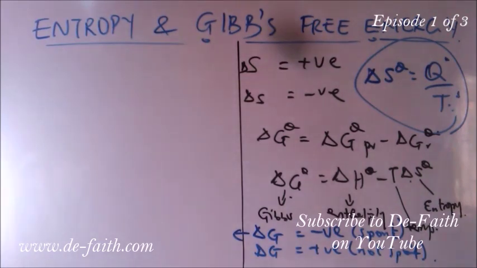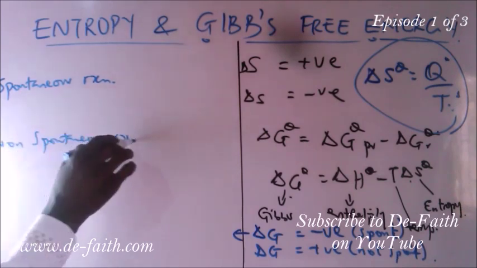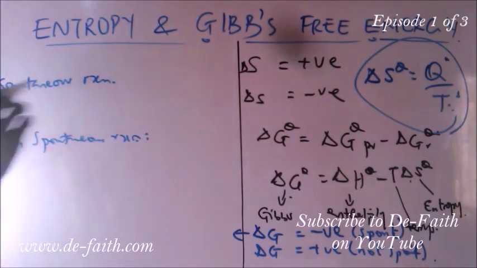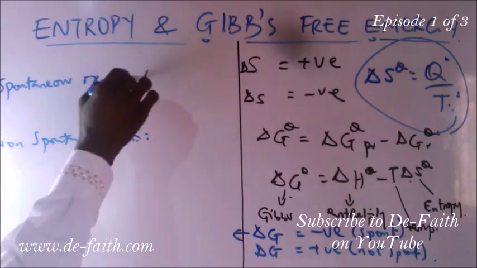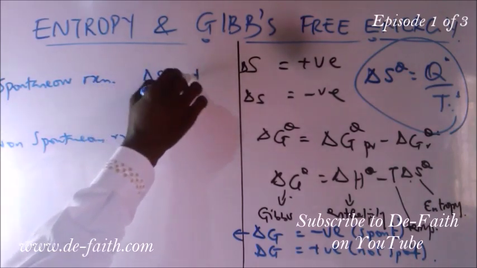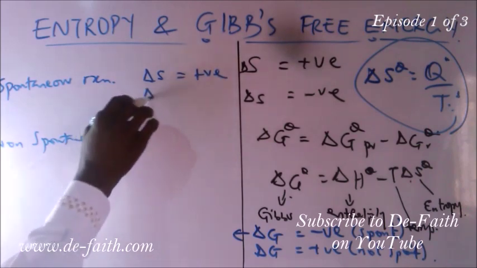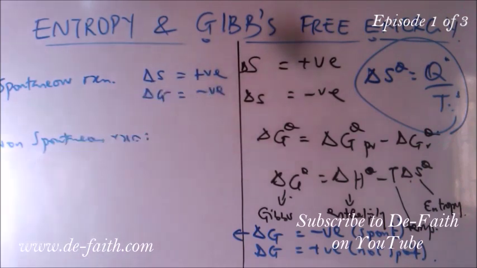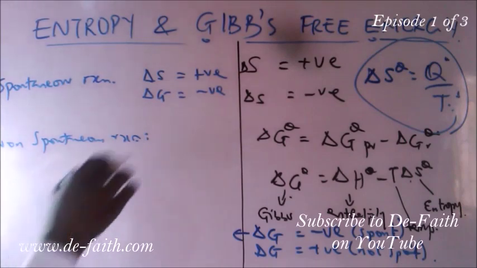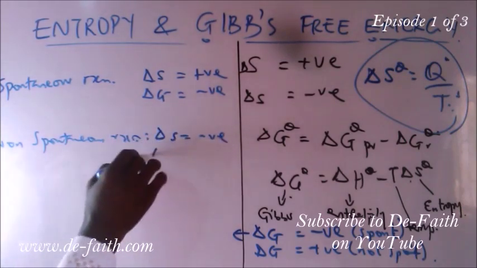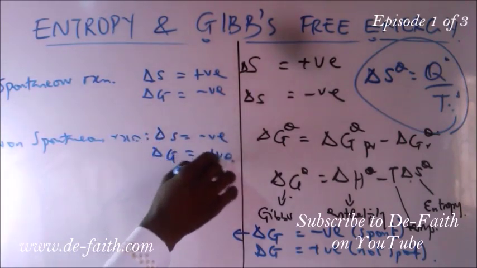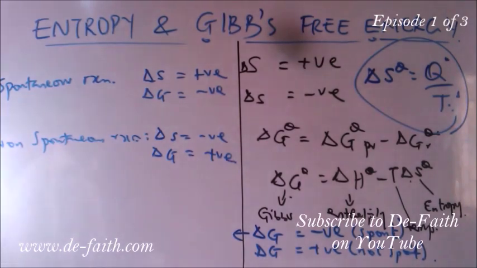And so from here, we can summarize a spontaneous reaction and a non-spontaneous reaction like this. We would say that for a spontaneous reaction, delta S is positive, while delta G is negative. While for a non-spontaneous reaction, delta S is negative and delta G is positive. These are explanations for why a reaction will occur. So now let's solve questions.